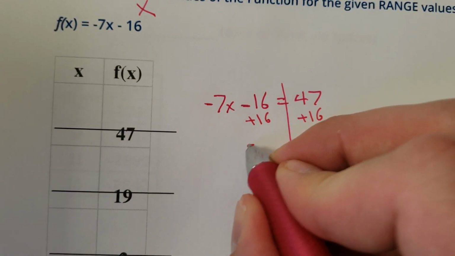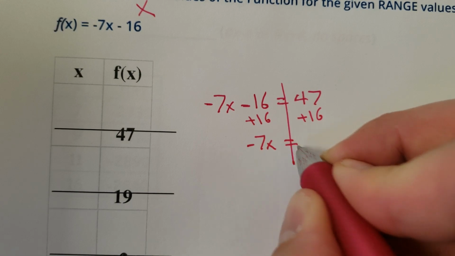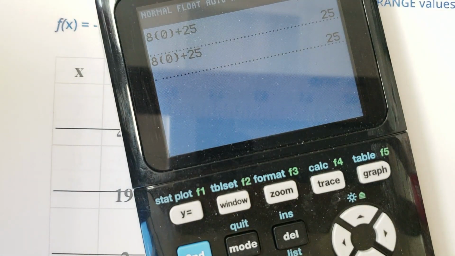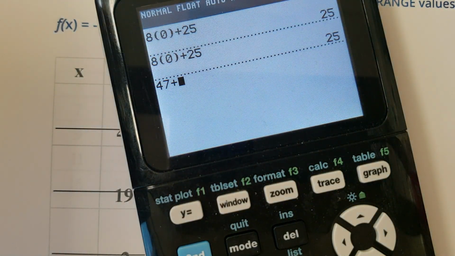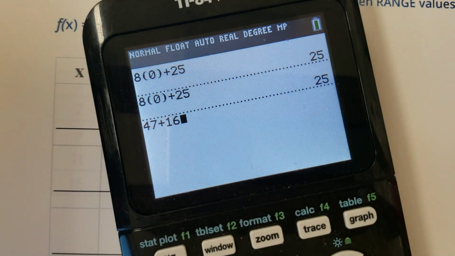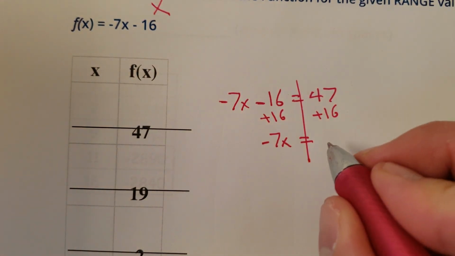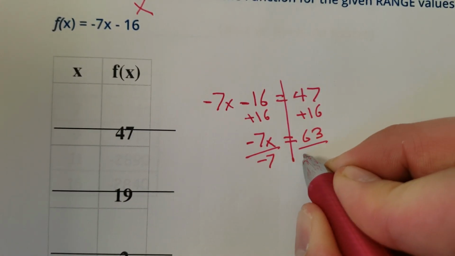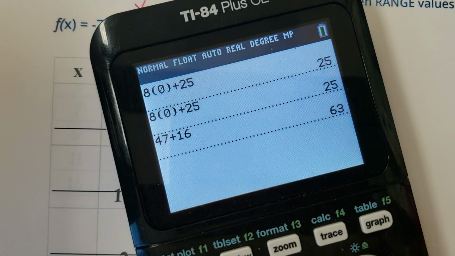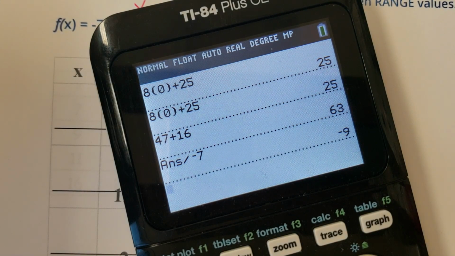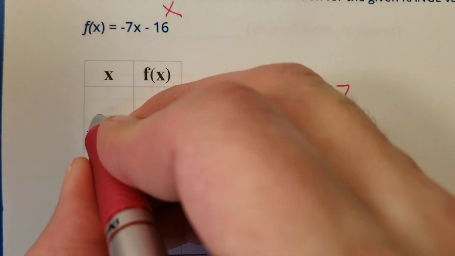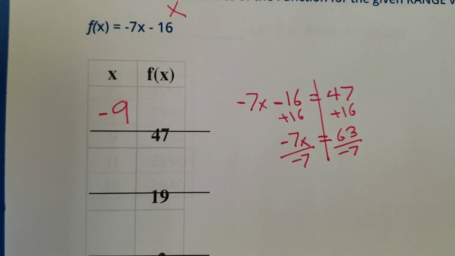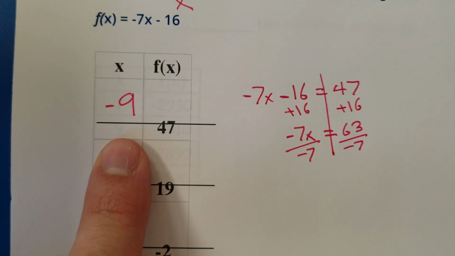And then my next move, I'm going to have negative 7x equals 47 plus 16, which equals 63. Divide both sides by negative 7. Negative 9. Okay, cool. So my first x value should be negative 9. Now, if you want, I'll show you a way to check your answers in a second.